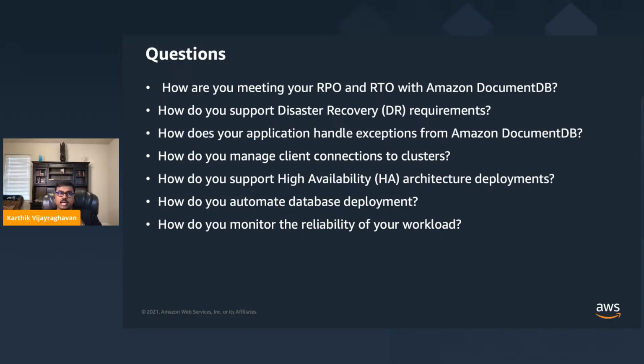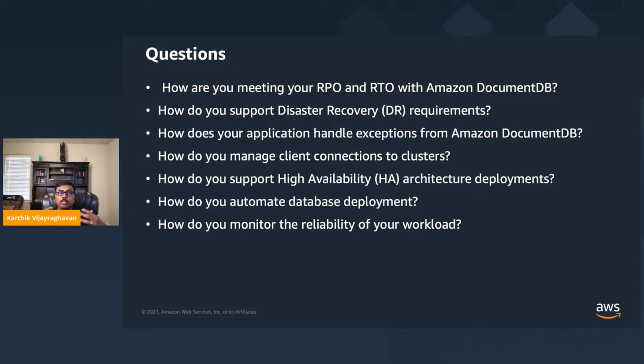Then how do you manage your client connections to clusters? Again, connections and cursors are frugal resources. Are you using appropriate value in your connection pool? Right? Are you using appropriate value for idle max time and so on? So make sure, one is how many connections should be in the pool, and then how long should they be? How long should it be before you reap them off because they're idle? And then your HA deployments, that's going to basically determine your number of instances, right? So how do you want to support your high availability requirements?